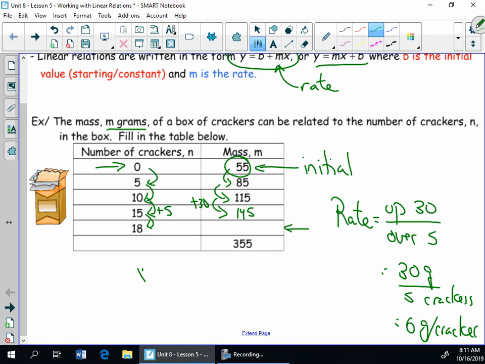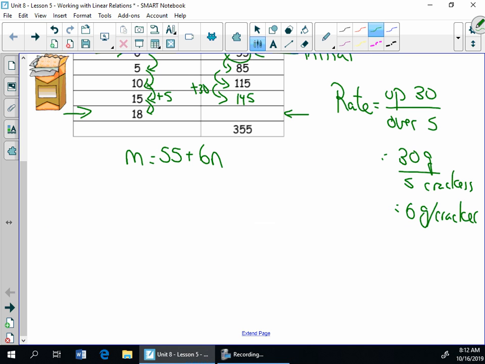Our equation is y equals, started at 55, and went up 6 grams for every cracker. Now I said y and x. Really, it shouldn't be y and x, because that's not the letters they used. They used m for the mass and n for the crackers. But it's the same idea, right? Okay, I want 18 crackers. Where's the crackers in this equation? That's the n.